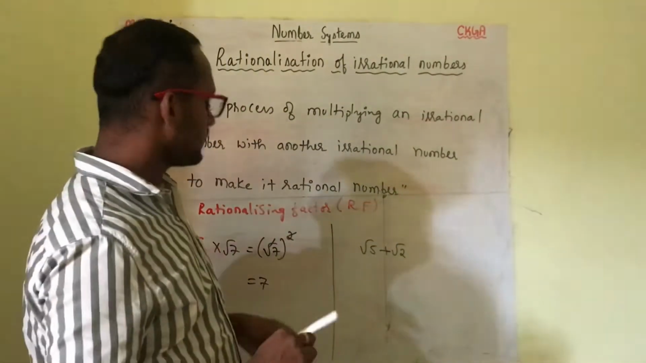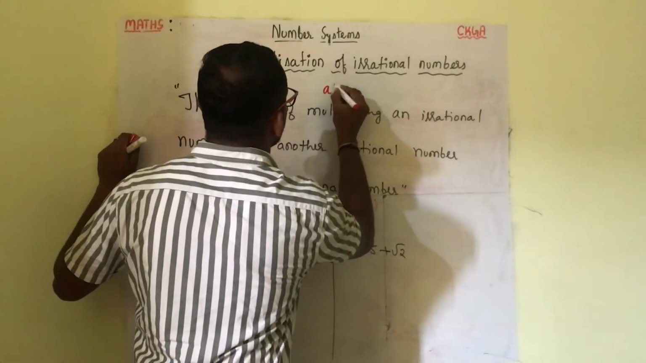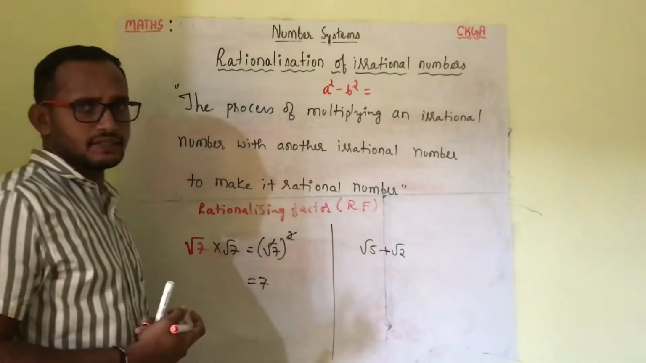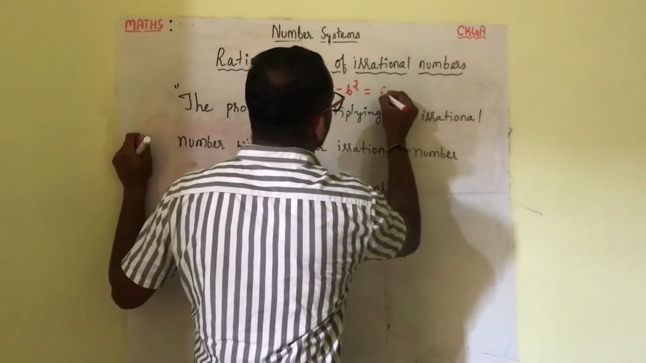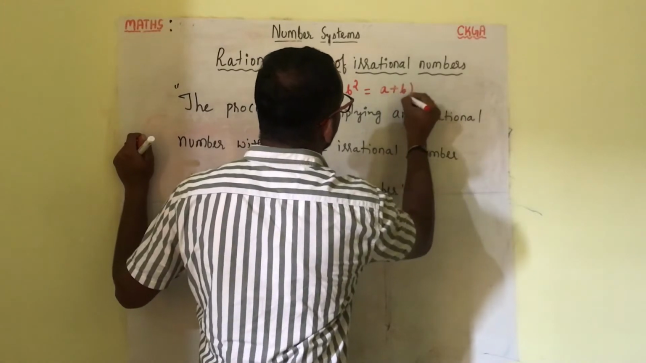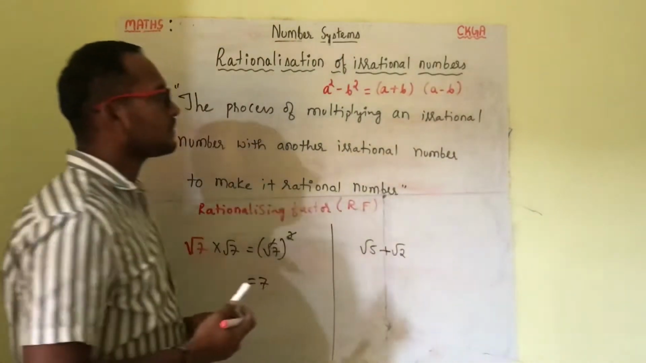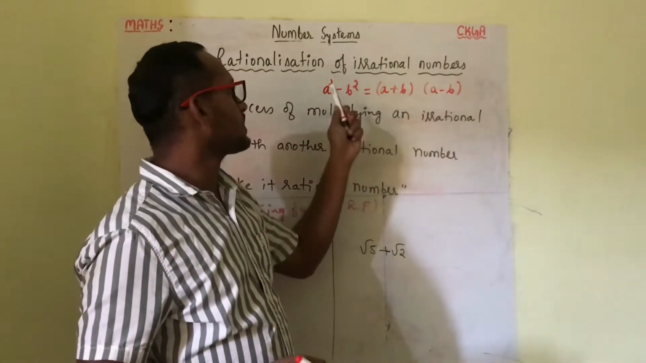One identity you learned in 8th standard, I hope you all remember. That is a square minus b square, the third identity in the sense. So a square minus b square is a plus b into a minus b. When you multiply a plus b with a minus b, you get a square minus b square.